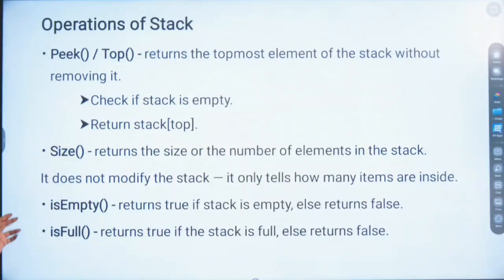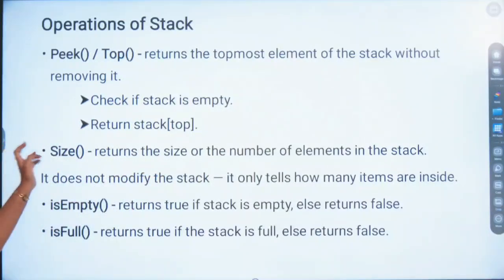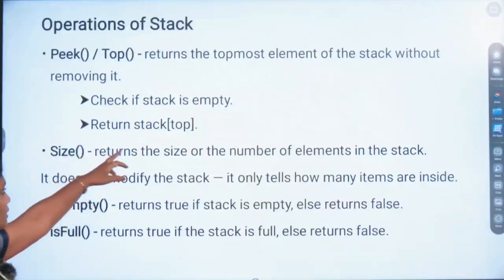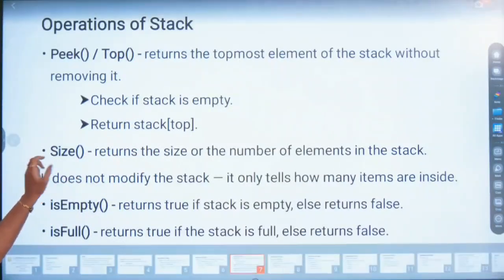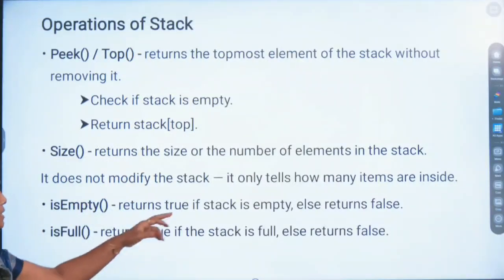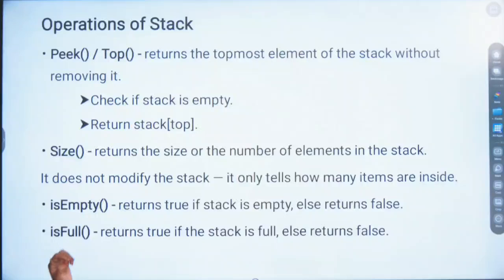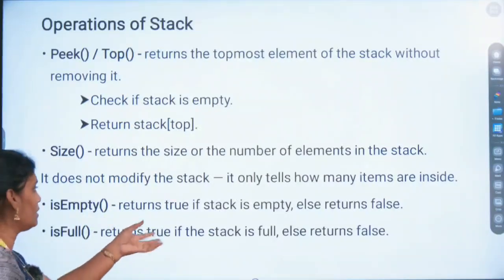So the next function is the peek function or the top function. This function is used to return the topmost element of the stack without removing it. So you have to check whether the stack is empty. If the stack is not empty, then it will return the topmost element of the stack. The next function is the size function. The size function will return the number of elements in the stack. It doesn't modify the stack, it only tells how many elements are present in the stack.